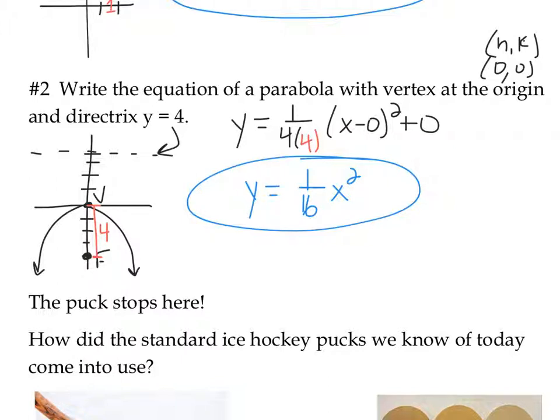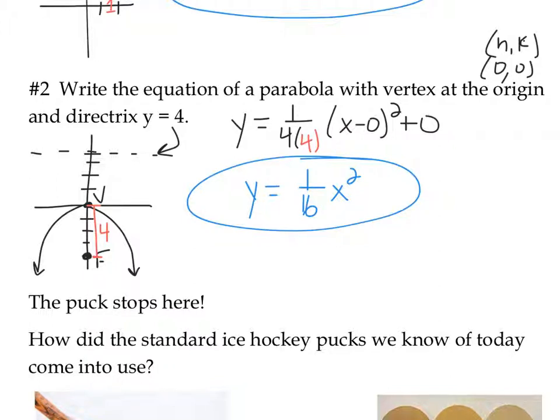How did the standard ice hockey pucks we know today come into use? Okay, when ice hockey was first started, legend has it they actually used frozen cow manure. Not sure if that's accurate. I wouldn't be able to verify it, but that's what they claim. Okay, you see that different places, and I've heard that before. So they used frozen cow manure. Luckily, they evolved a little past that.